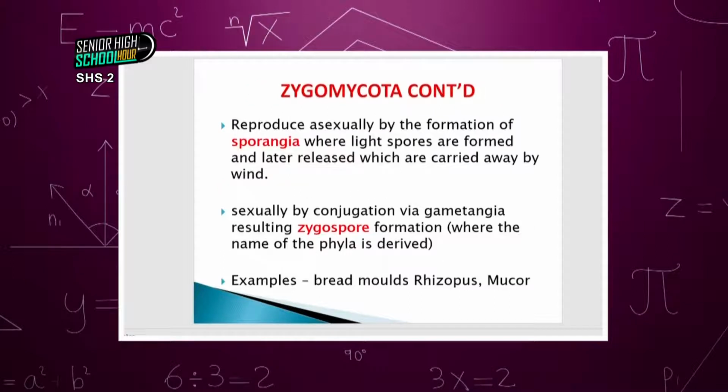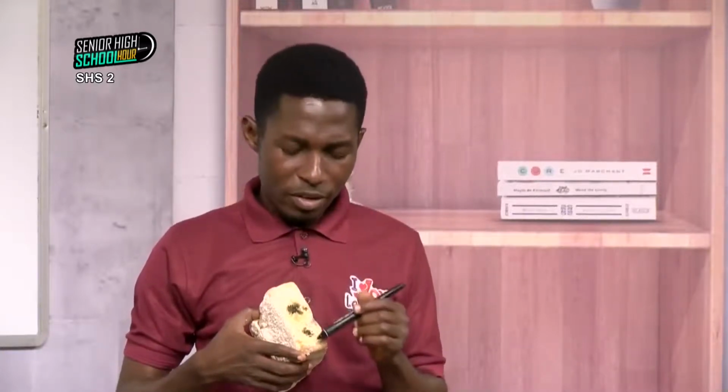Another point you are supposed to know. Okay, let me show you an example of a real Zygomycota. The type I'm going to use is the Rhizopus group or species. I believe you've seen this in the house, this growth. We cannot be conclusive very well, because some can be in the Ascomycota group, but the majority on bread is the Rhizopus.